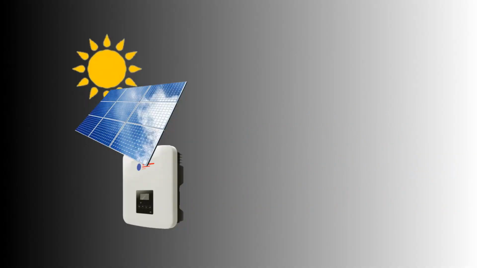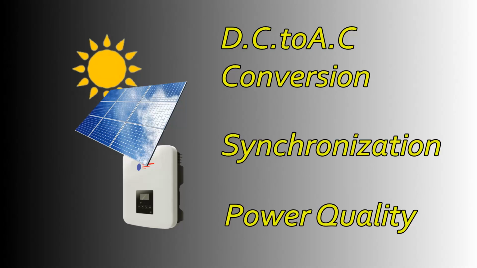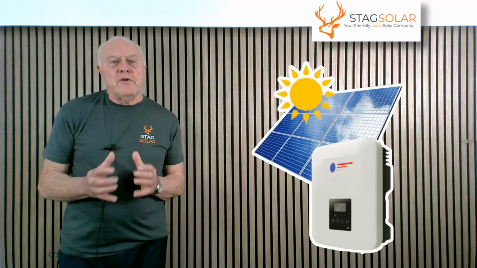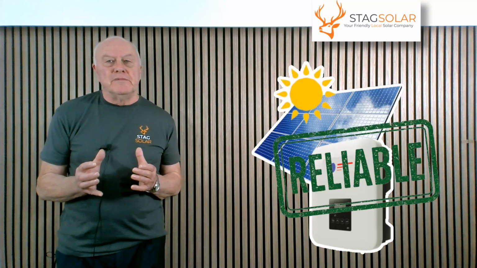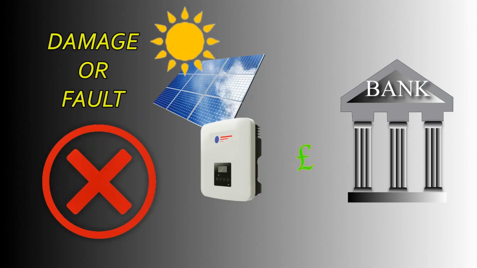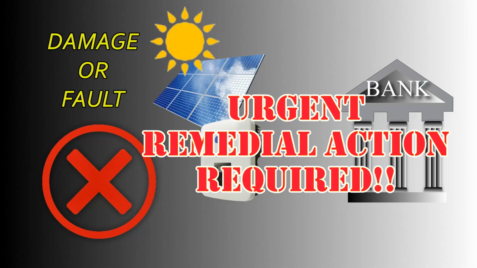If you recall from the last video, we saw how the inverter is responsible for DC to AC conversion, synchronization, power quality, and all sorts of other technical parameters. And as long as these things are all okay and our inverter has not detected a fault, our installation will be generating power and earning money. Solar PV systems generally are extremely reliable, but in the unlikely event of a fault or some sort of damage, the inverter will either generate at reduced capacity or stop generating altogether, and so our earnings will be affected, and we need to get this sorted out quickly.